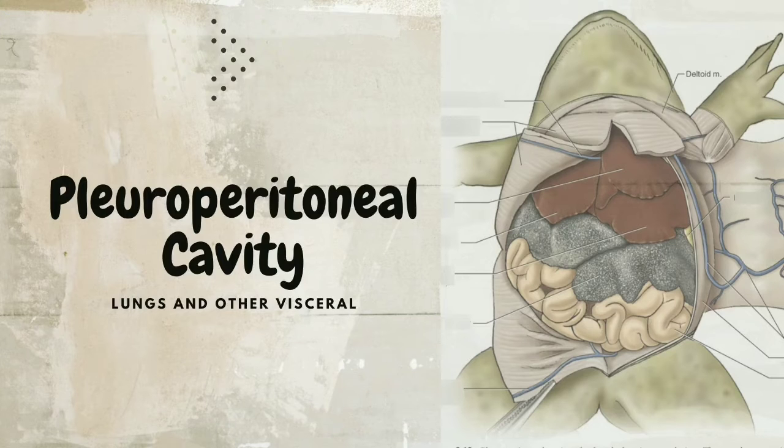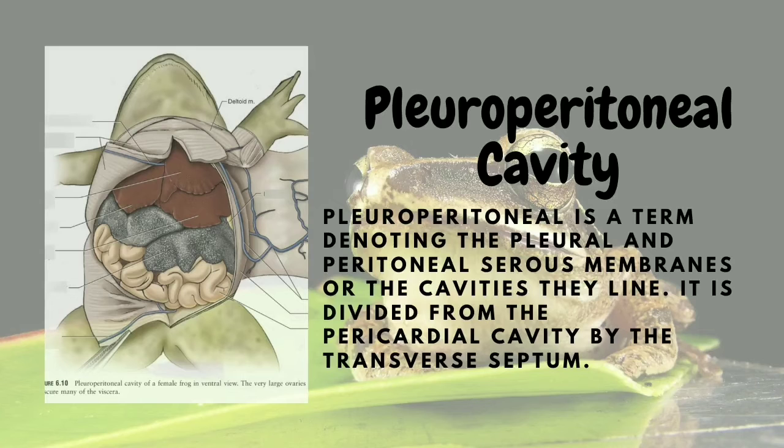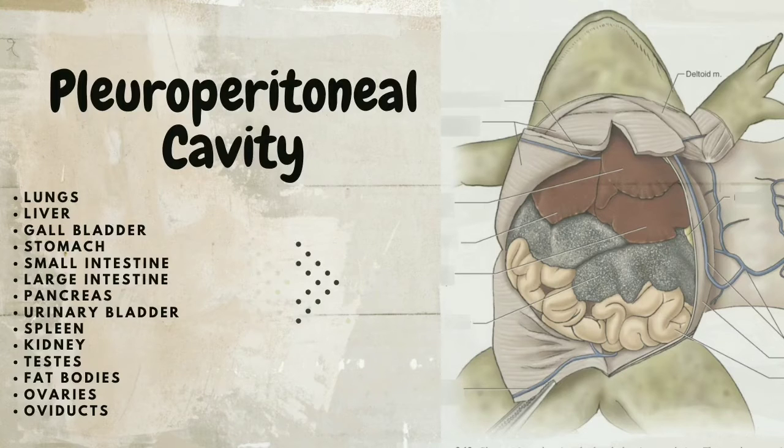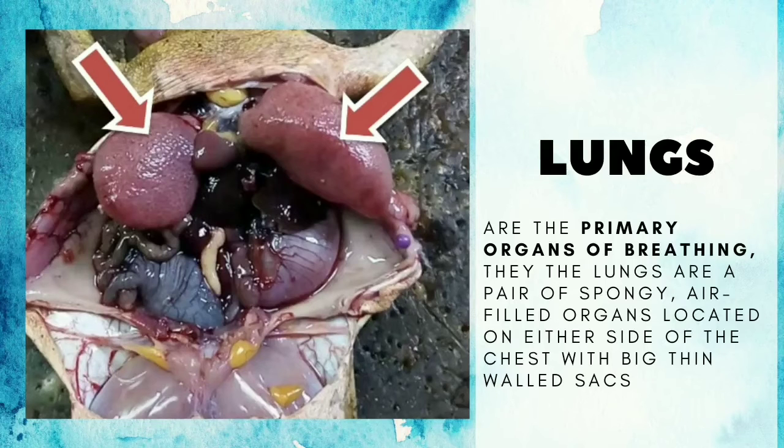Periperitoneal cavity, or the lungs and other visceral organs. The periperitoneal cavity is a term denoting the pleural and peritoneal serous membranes, or the cavities they line. These are the lungs, liver, gallbladder, stomach, small intestine, large intestine, pancreas, urinary bladder, spleen, kidney, testes, fat bodies, ovaries, and oviducts. The lungs are the primary organs of breathing.